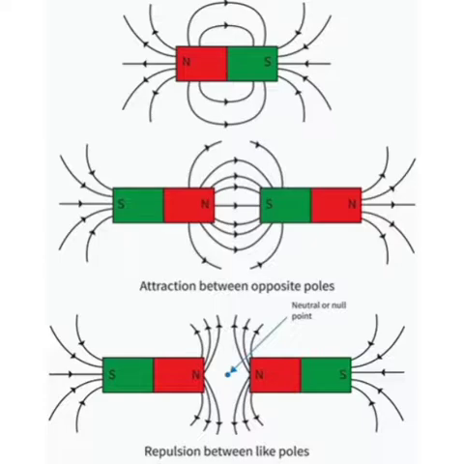How does it happen? When the poles of magnets are brought close to each other, they exert a force on each other. By this experiment, we can take two magnets and put them together: north will be attracted towards south and south will be attracted towards north, but north will never be attracted towards north, they will repel each other. So this is the attraction and repulsion theory, that same poles repel and opposite poles attract.